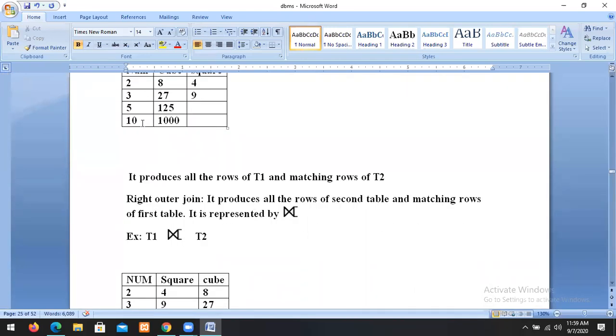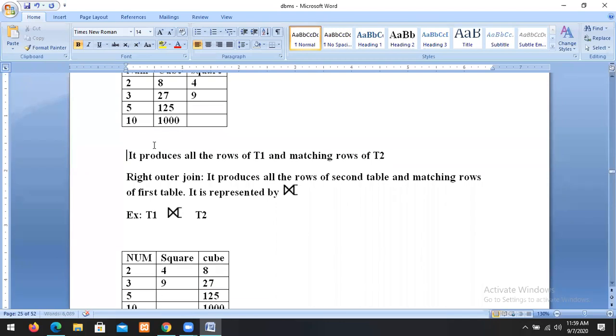Similarly, we go for right outer join. What is right outer join? In the right outer join, matching rows of the first table and all the rows of the second table will be selected. Matching rows of the first table and all the rows of the second table is produced. Such a join is called as right outer join.